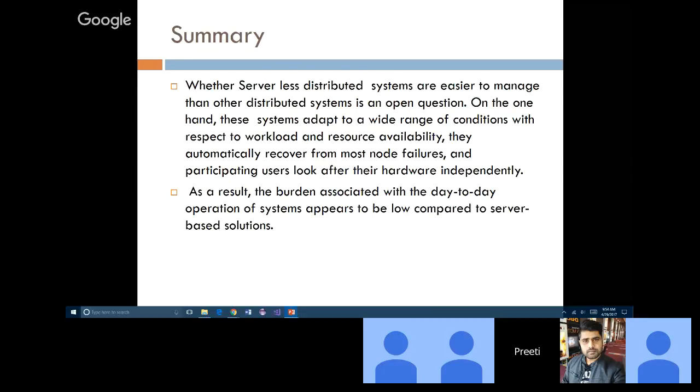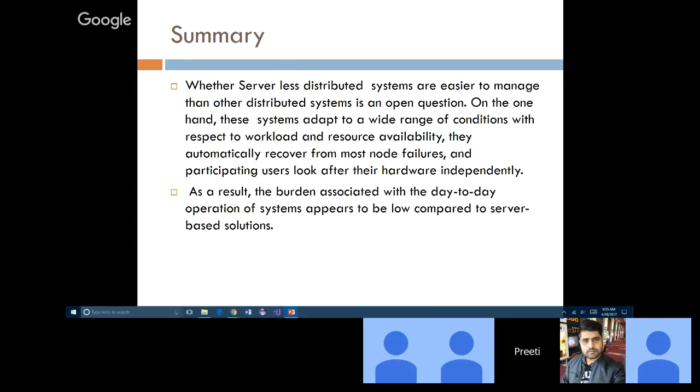So I'm actually at the very end of this presentation, which is: is it really reliable or not? That is a very debatable question. Actually, it's an open question. On one hand, it adapts to a wide range of conditions with respect to workloads and resource availability. They automatically recover from node failures. There is no single point of failure. It has less investment. You don't have to worry a lot about the configuration. The hardware performs independently. So those are some of the benefits.